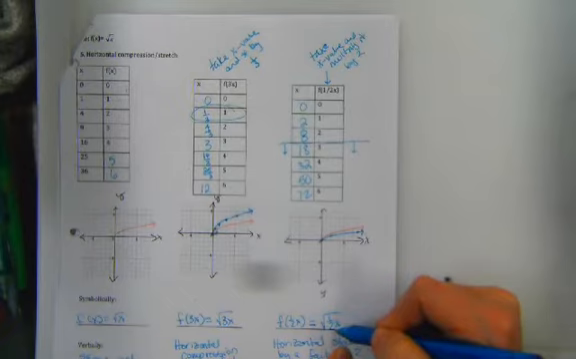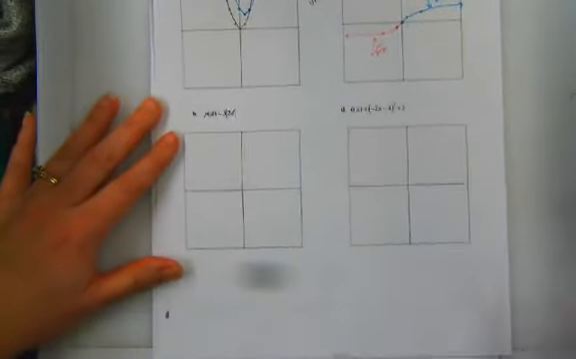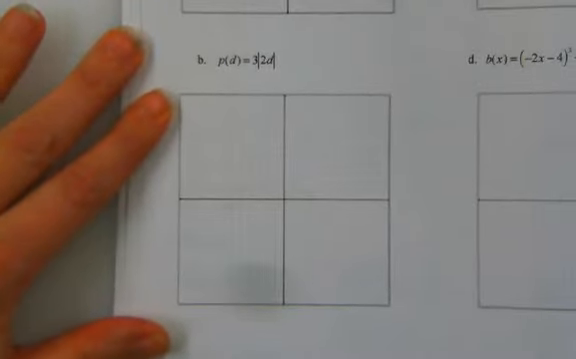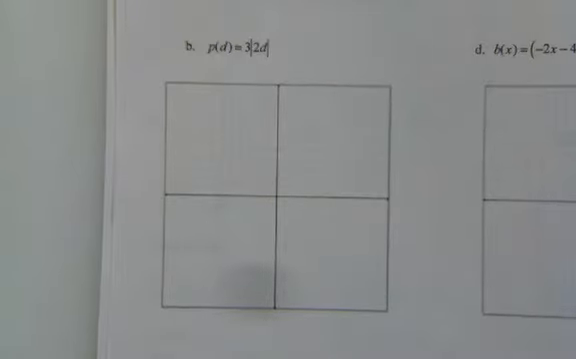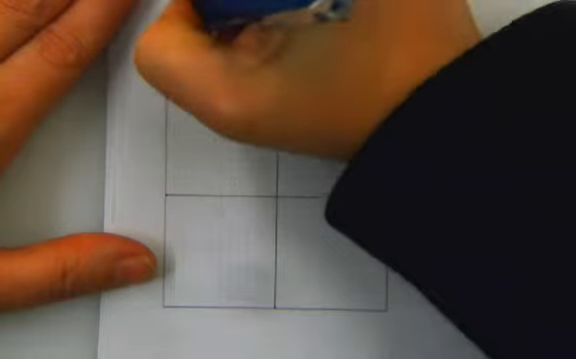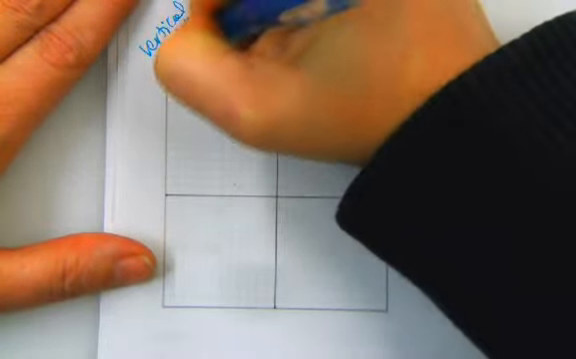Doing this example might make it a little bit easier to see. I'm going to zoom in on this example. These aren't part of your notes, but I just thought it would be nice to see an example right in the moment. This 3 is a vertical stretch by a factor of 3. So take all my y values and multiply them by 3.